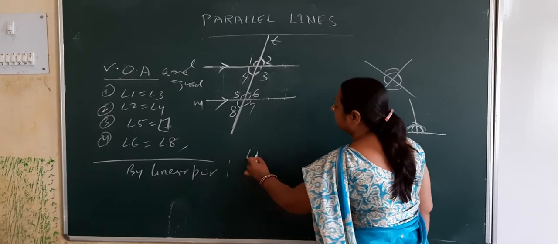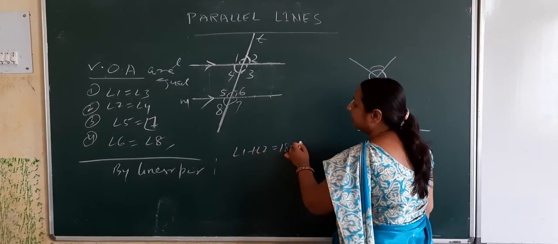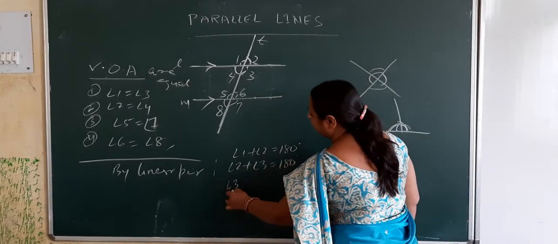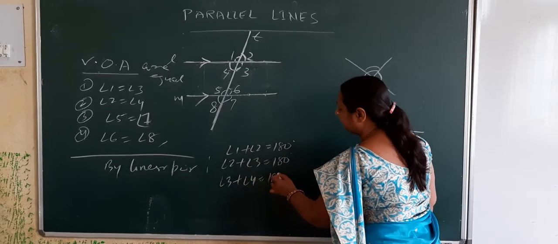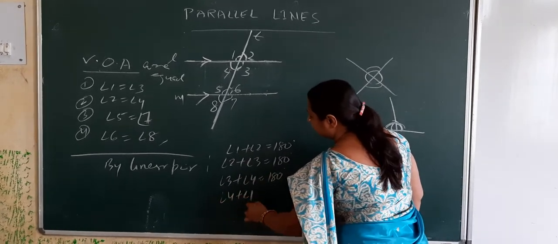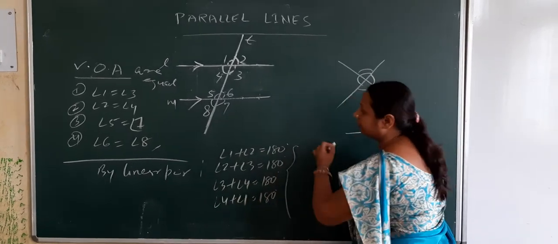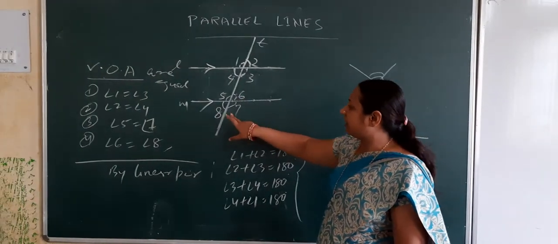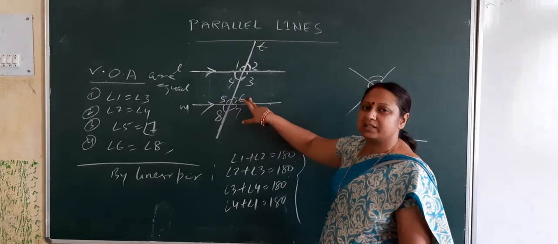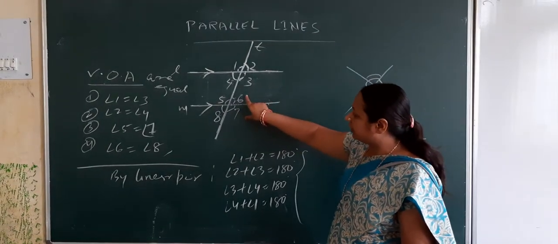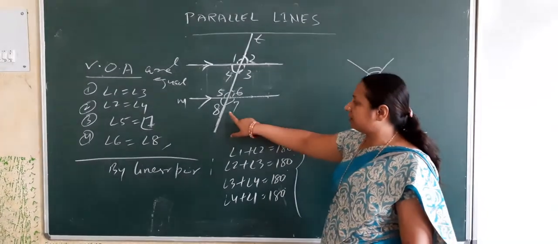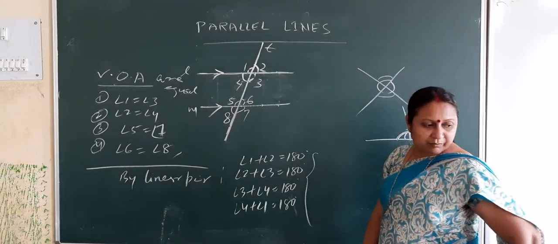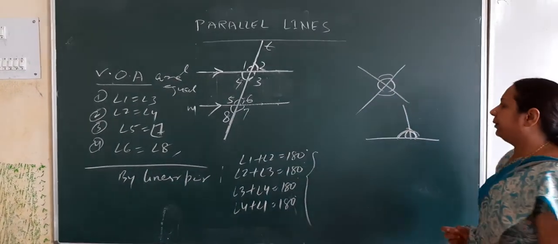So by linear pair, angle 1 plus angle 2 equals 180 degrees, angle 2 plus angle 3 equals 180 degrees, angle 3 plus angle 4 equals 180 degrees, angle 4 plus angle 1 equals 180 degrees. That is a linear pair. Similarly here, 5 and 6 are consecutive angles of a linear pair, 6 and 7, 7 and 8, and 5 and 8. So angle 5 plus angle 6 equals 180 degrees, 6 plus 7 equals 180 degrees, 7 plus 8 equals 180 degrees, 8 plus 5 equals 180 degrees, because they form linear pairs.